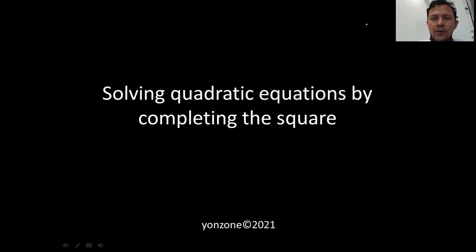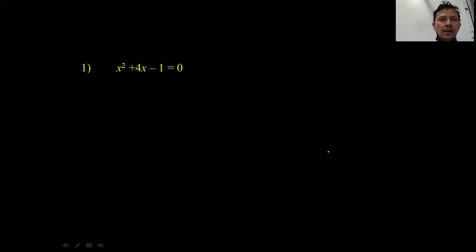So this video is about solving quadratic equations by completing the square. As you all know, quadratic equations can be solved by factoring or by using the quadratic formula. And this one is by completing the square. x squared plus 4x minus 1 equal to 0.